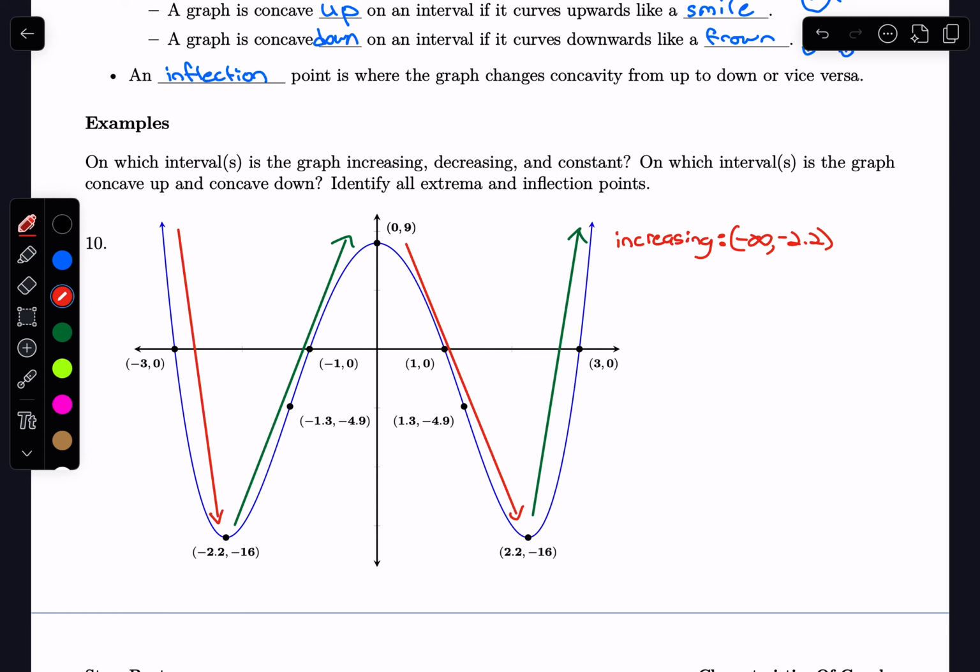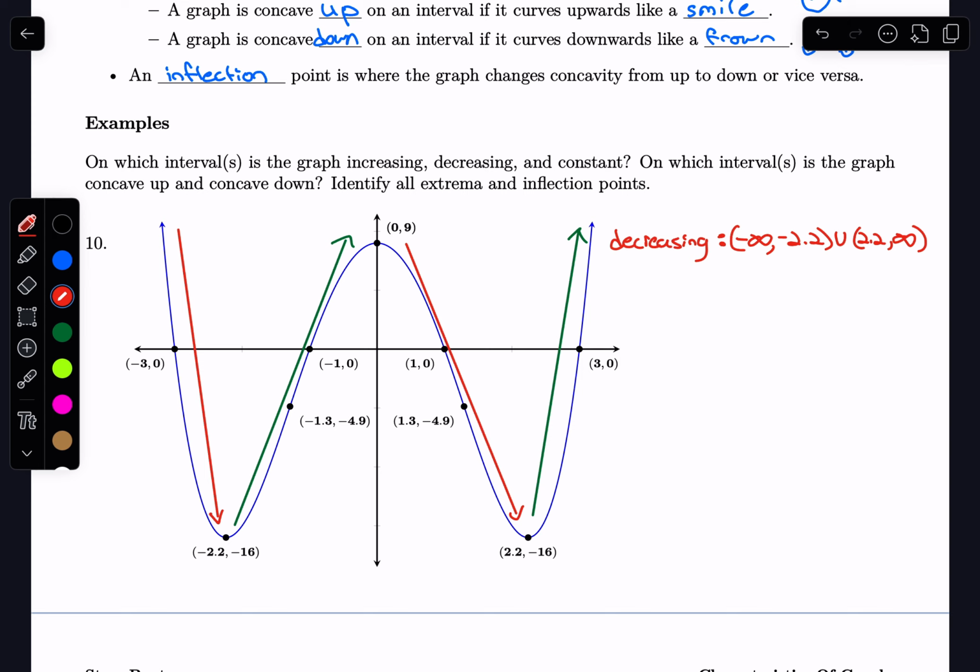All right, but there's another interval where it's going down. It is also, oh, sorry, I wrote increasing. I meant it is decreasing on this interval. We are going down right here. Let me fix that real quick. So decreasing. Okay, we are decreasing on the two red spots. So from negative infinity to negative 2.2, union positive 2.2 to positive infinity.